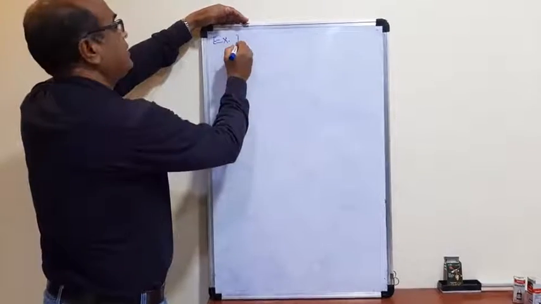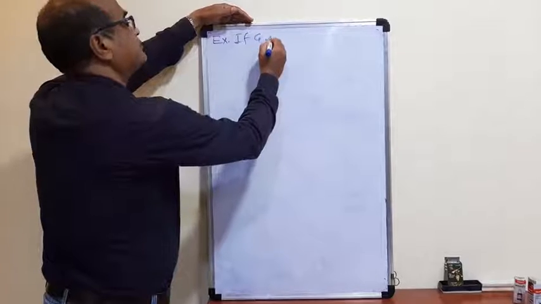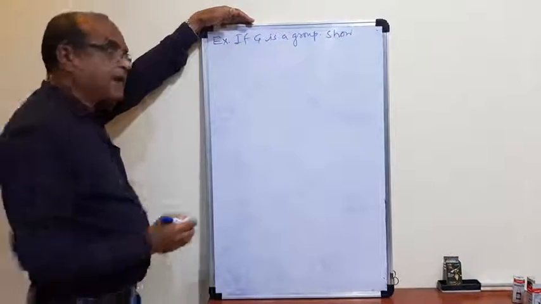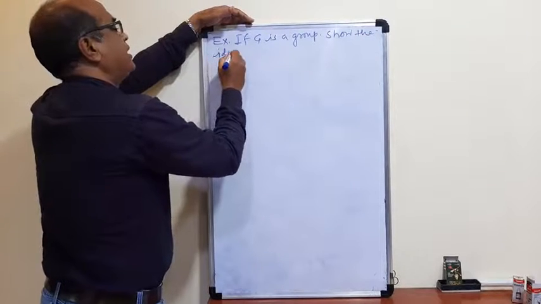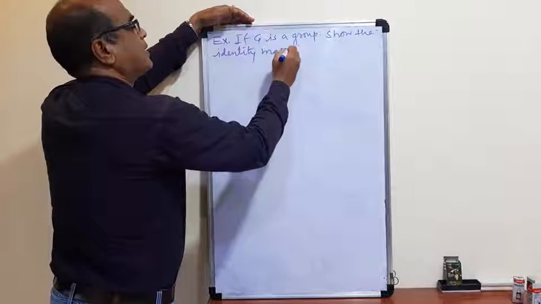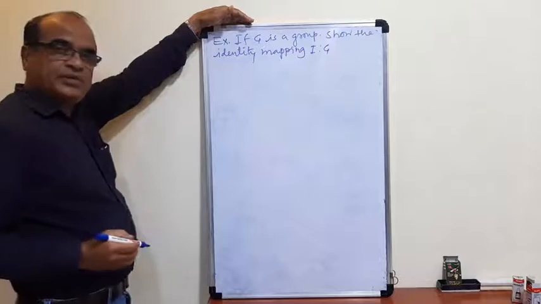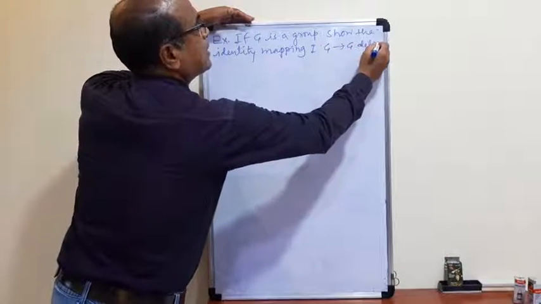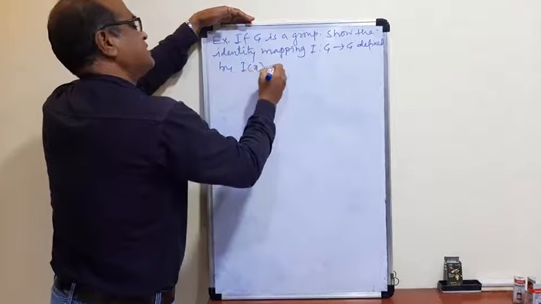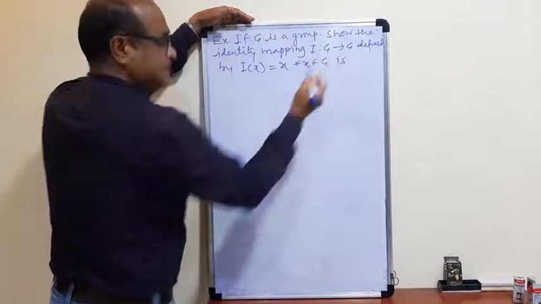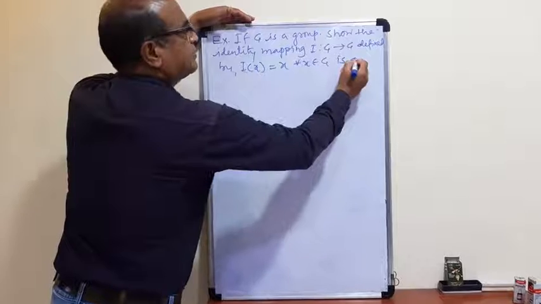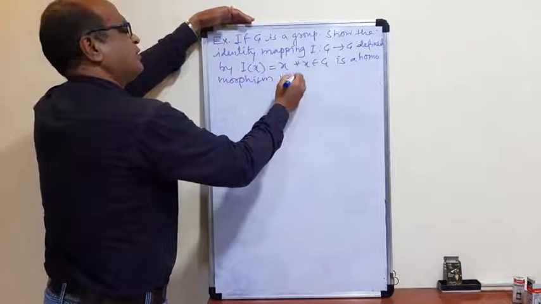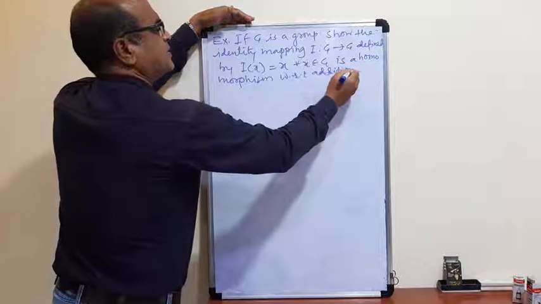Example. If G is a group, show that the identity mapping from G to G defined by I(x) = x for all x belongs to G is a homomorphism with respect to the addition operation. So this is the example.